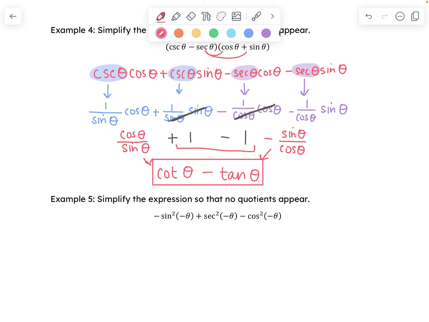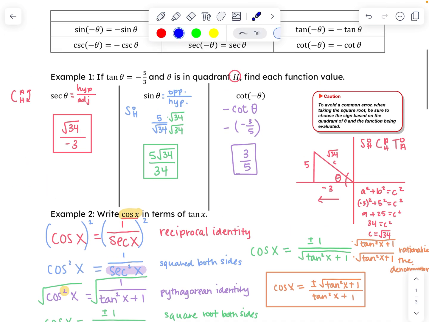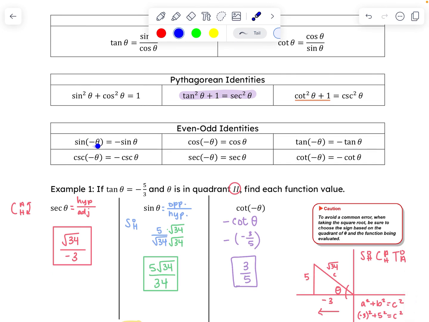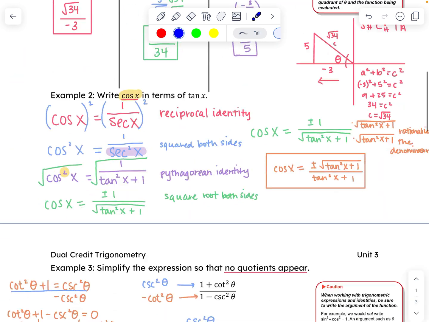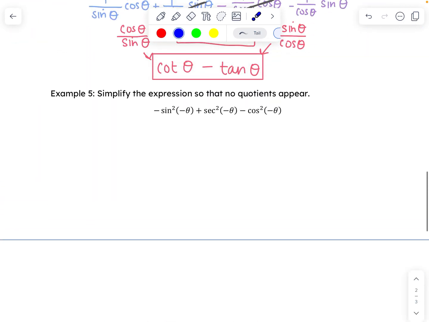And our last problem, once again, simplifying. This time, notice we've got a lot of negative thetas there. And so for those negative thetas, we're going to use our even and odd identities. So we've got sine, secant, and cosine. I'm going to come and look at my identities. Sine of negative theta is going to give me negative sine theta. Secant of negative theta is just normal secant of theta. And cosine of negative theta is normal cosine of theta. So I'm going to start by simplifying it that way.